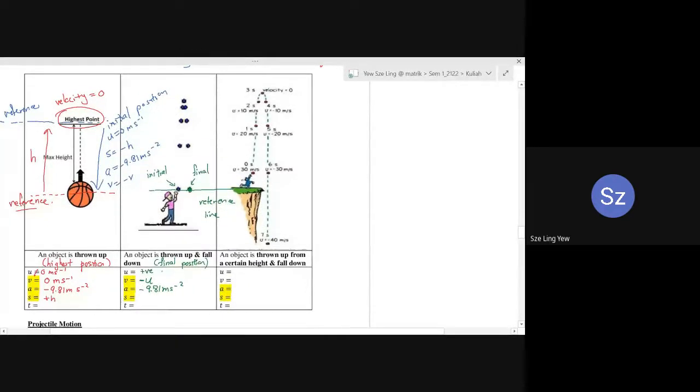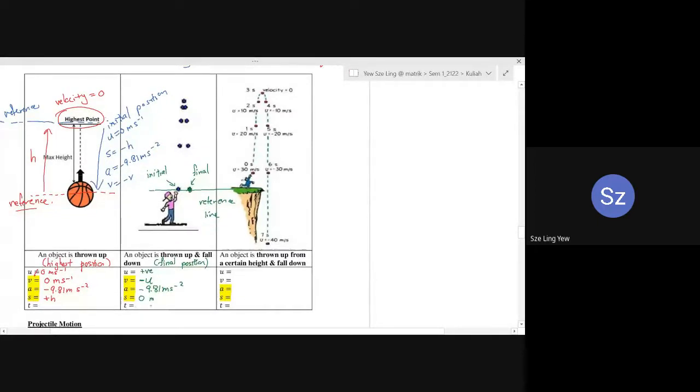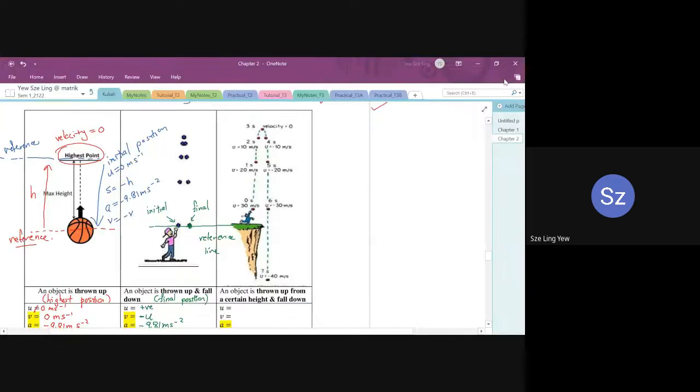And then what happens to s? Now it goes up and then it drops back to the same reference line. Therefore, s is equal to 0 meters. And then the time is an unknown. Maybe the questions will give you; it all depends on the questions. So that is done for the second diagram.